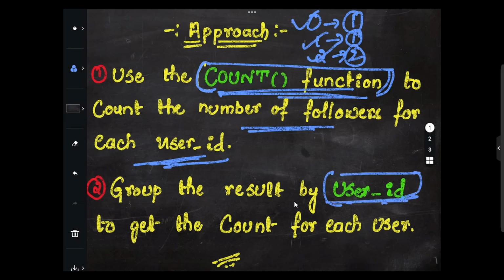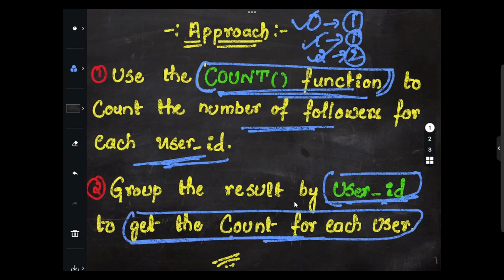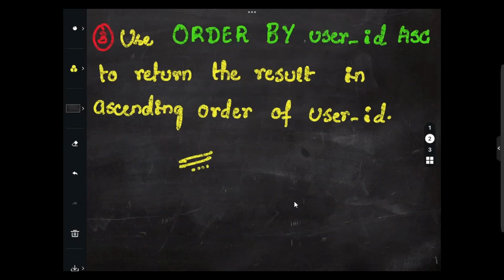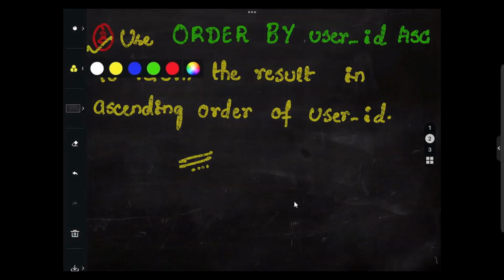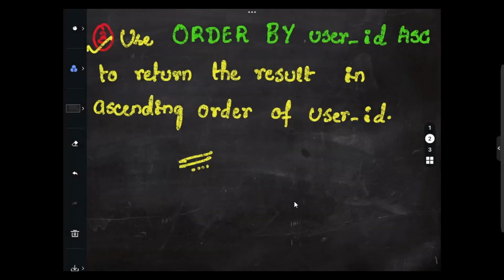Why do we have to group the result by user ID? Because we have to get the count for each user, right? So we have to get the count for each user. For that purpose, we will group the result by user ID. I hope this is clear. Simple to understand. So the third part here is we will be making use of the order by clause.